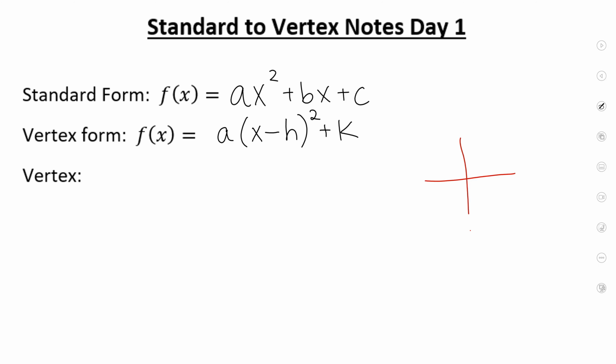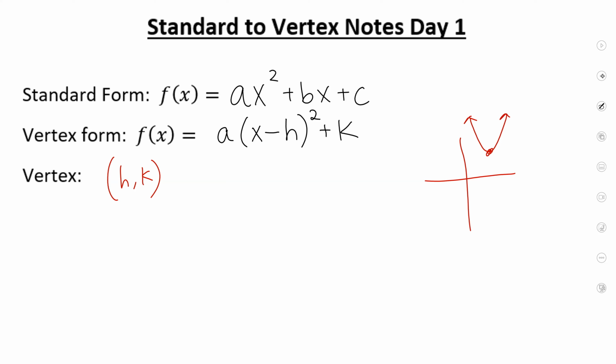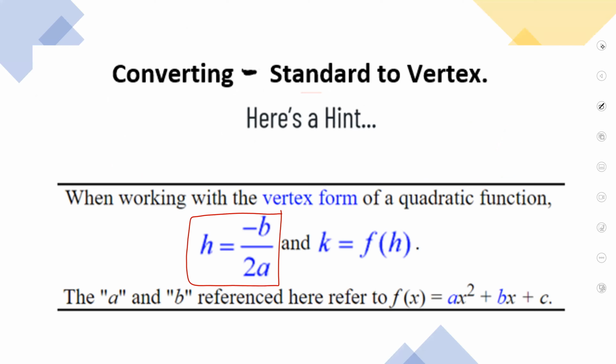You can easily just plot the vertex, and then it'll be facing up like that if it's positive. Okay? Your vertex, as usual, is HK. The benefit of vertex form is that you're given the vertex, so it's going to be easy for you to graph. All right, so let's do an example. Now, before we start an example, you have this little equation in your notes. H equals negative B divided by 2A. Notice that H is how you find the vertex.